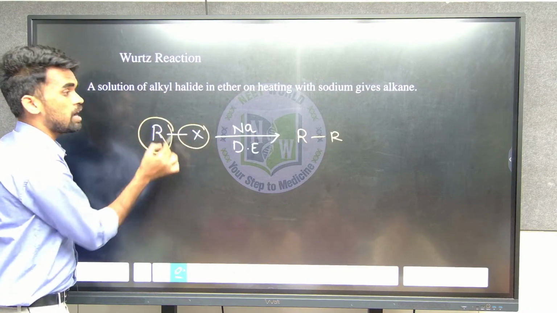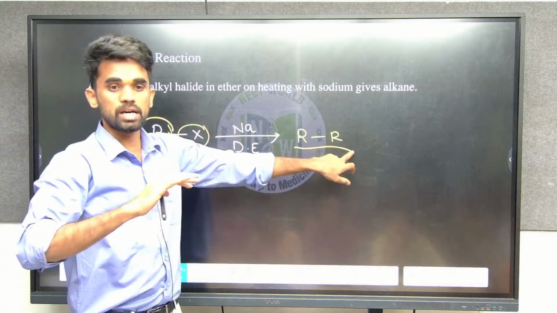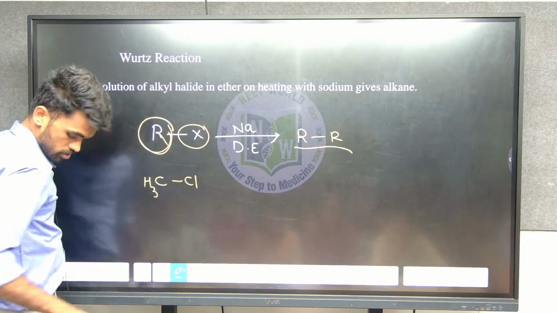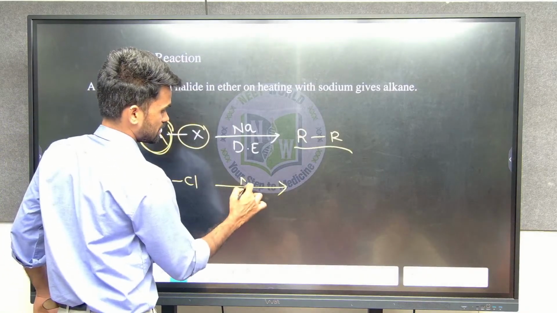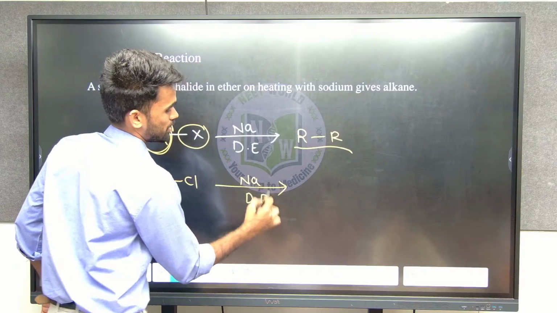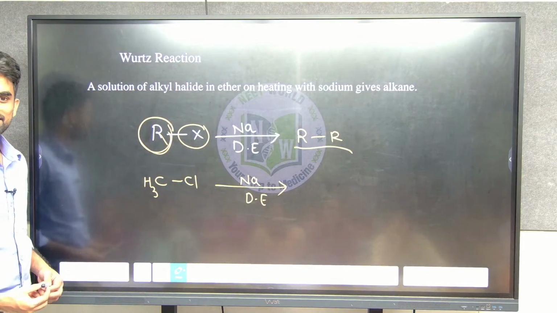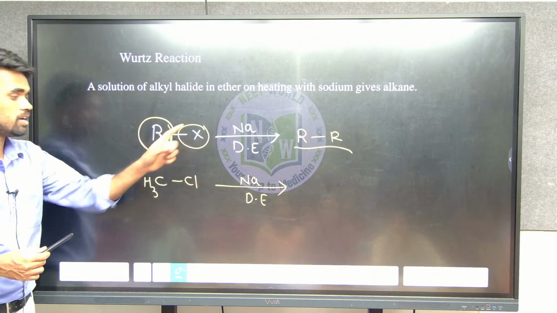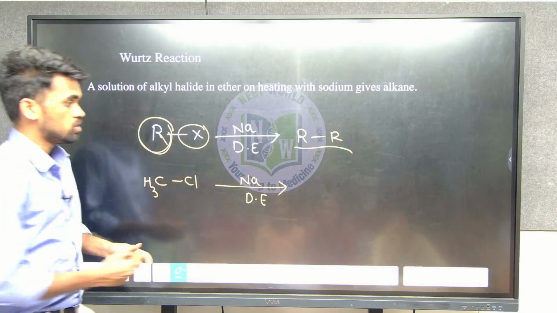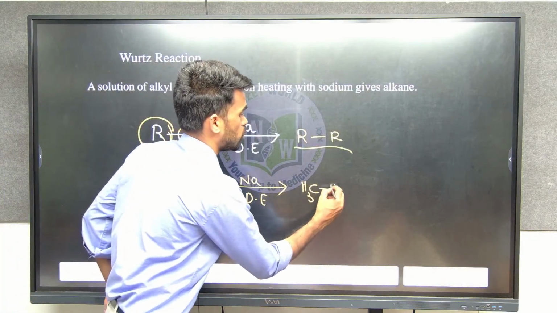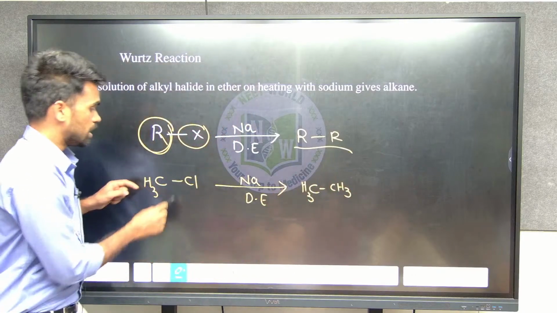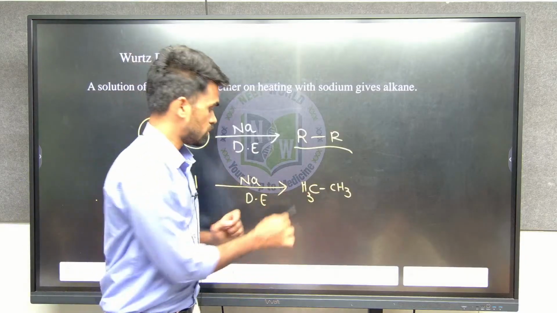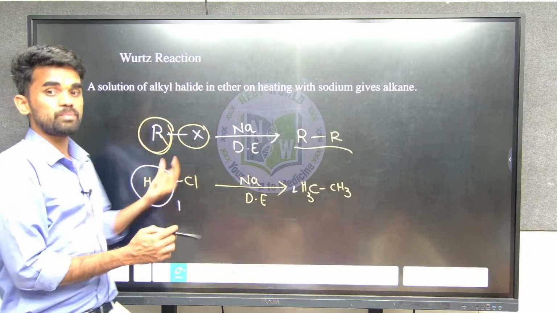What is happening? This R and R are getting coupled, giving you the bigger product. For example, this is methyl chloride. What is the product formed? R-R, so CH3-CH3. So higher alkanes are formed. From lower alkanes you are getting higher alkanes. It means lower number of carbons, one carbon only on the reactant side. How many carbons on the product side? 2. So smaller alkyl groups convert into bigger alkanes.